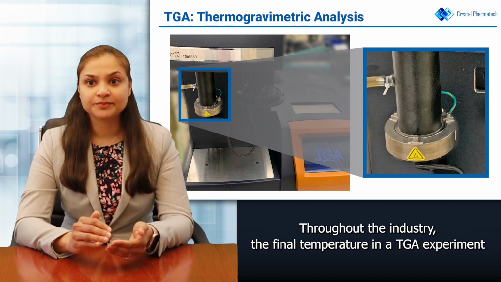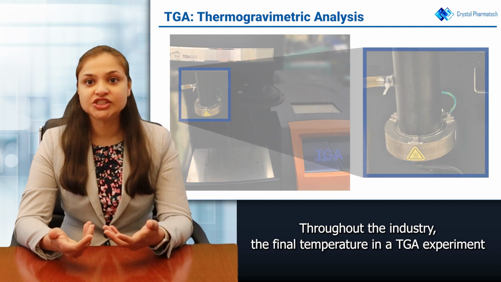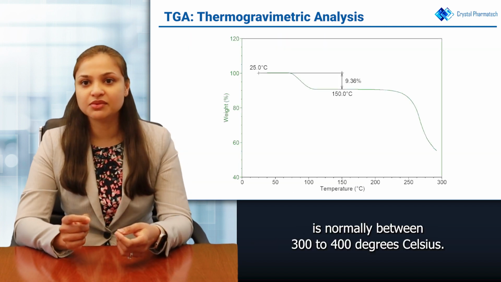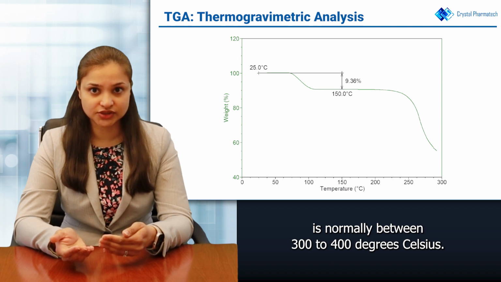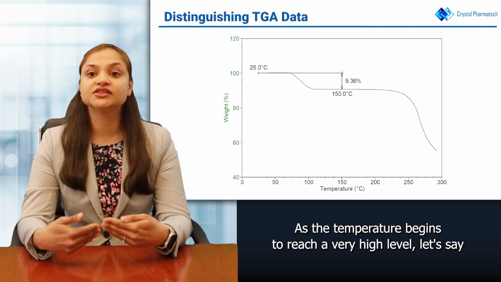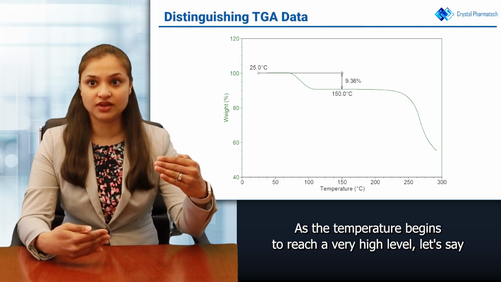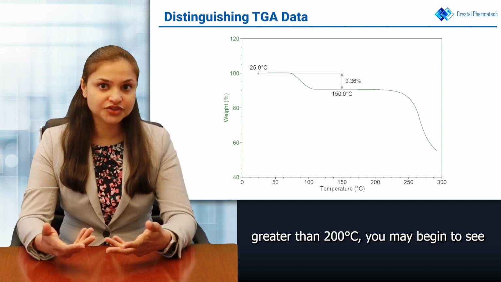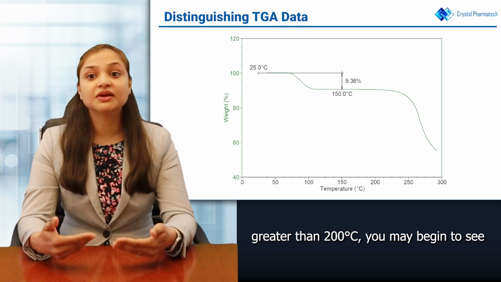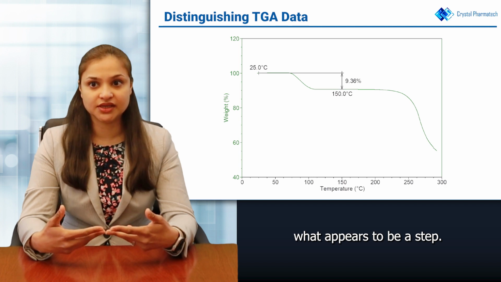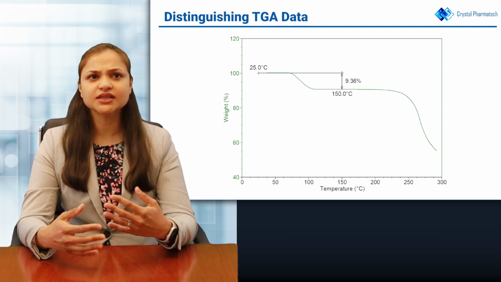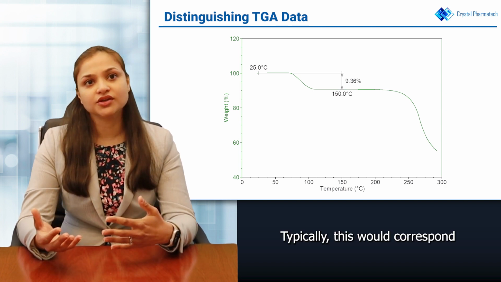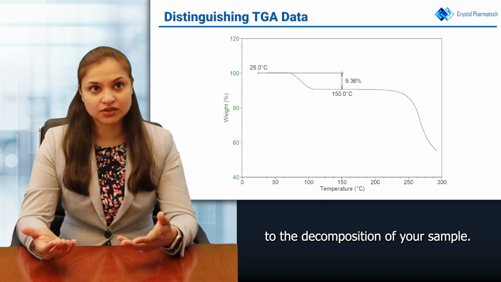Throughout the industry, the final temperature in a TGA experiment is normally between 300 to 400 degrees Celsius. As the temperature begins to reach a very high level, let's say greater than 200 degrees Celsius, you may begin to see what appears to be a step. Typically, this would correspond to the decomposition of your sample.